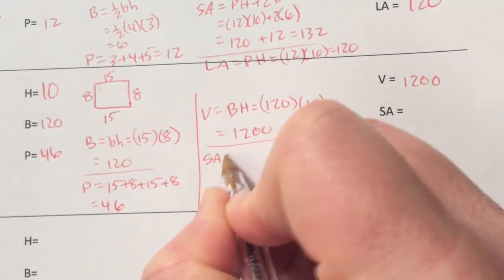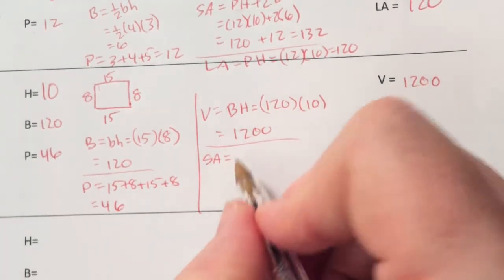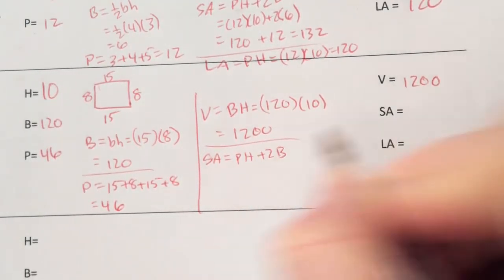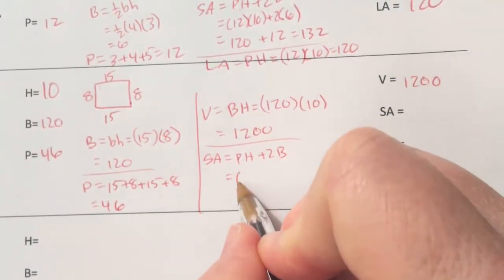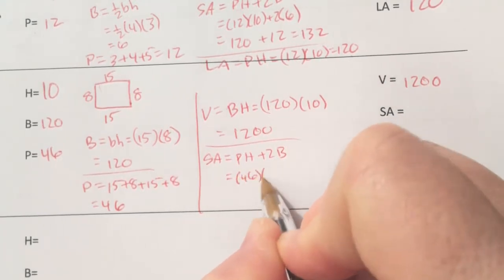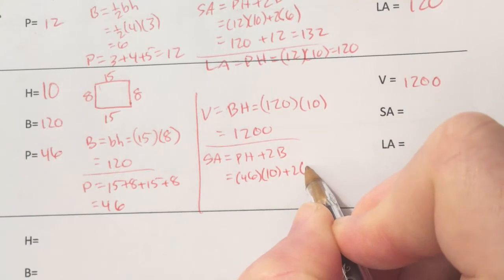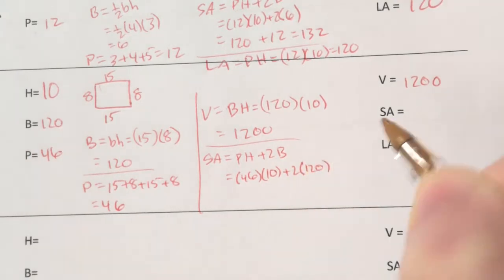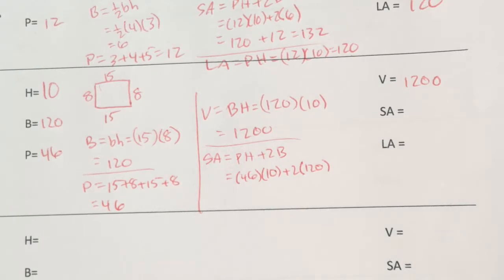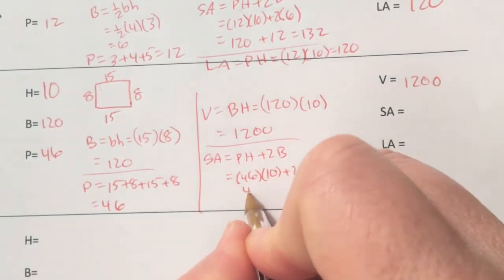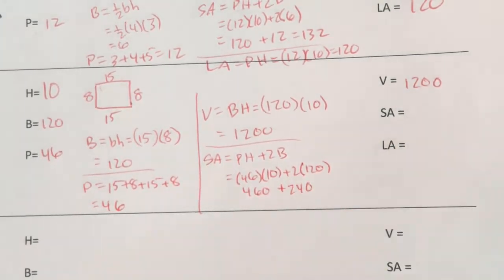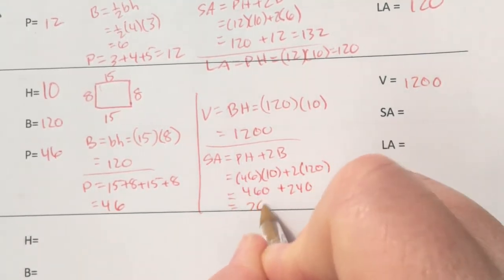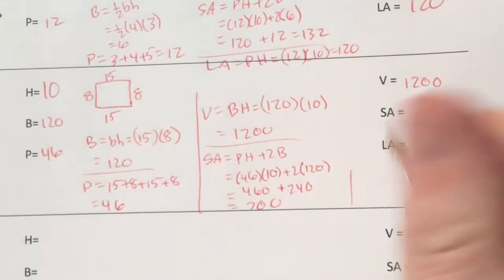Okay, your SA. Your SA is pH plus 2B. You put that in the calculator. Your pH, that's 46 times 10, plus 2B, which is 2 times 120. So 46 times 10 is 460, plus 2 times 120 is 240, and you pop out with 700.